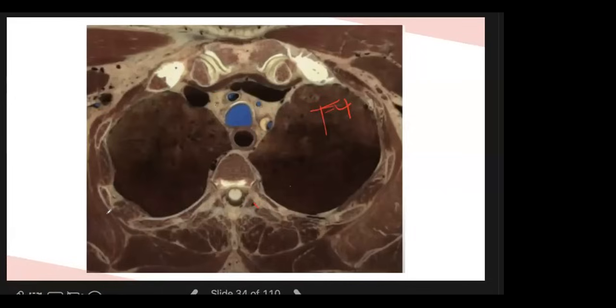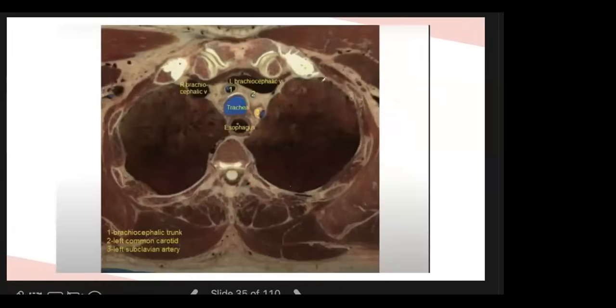Okay, so Abdurrahman answered. He said it's above T4. MashaAllah, very good answer. Because we can see one tube, the one very big tube, which is the trachea. Now, again, this is the reference point. We can just see the names. So, of course, this is the right brachiocephalic vein and the left brachiocephalic vein. This is going to be the brachiocephalic trunk, left common carotid, left subclavian, trachea, and esophagus.